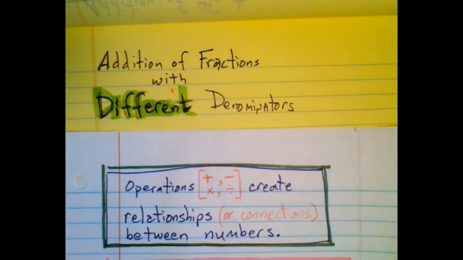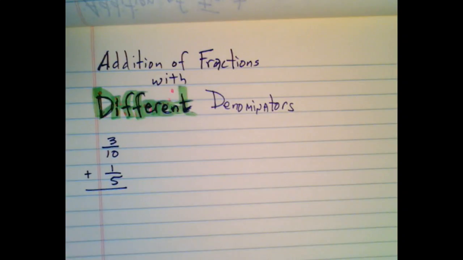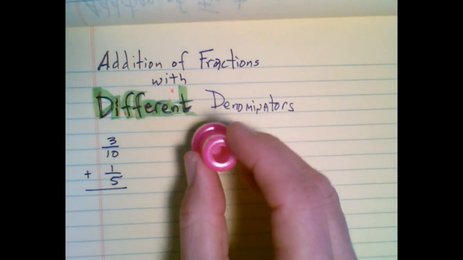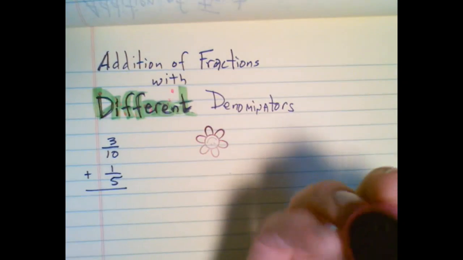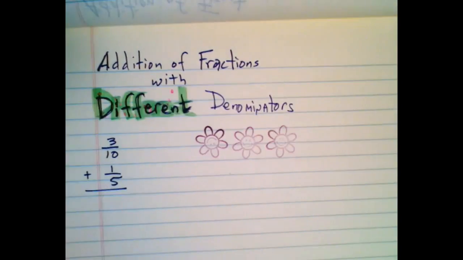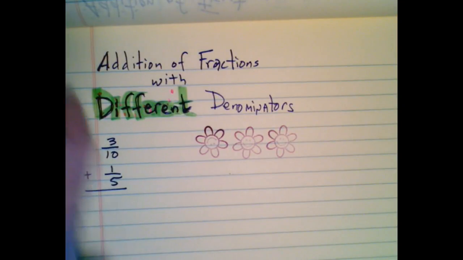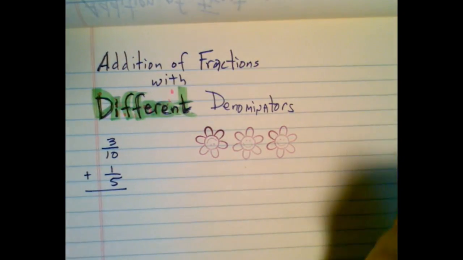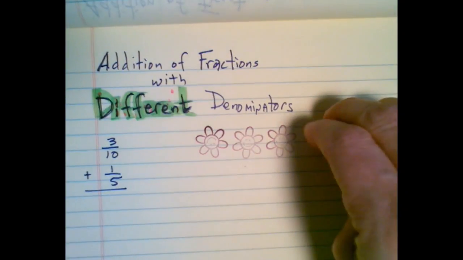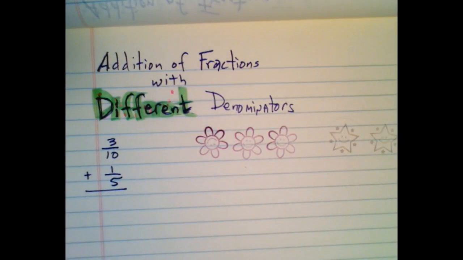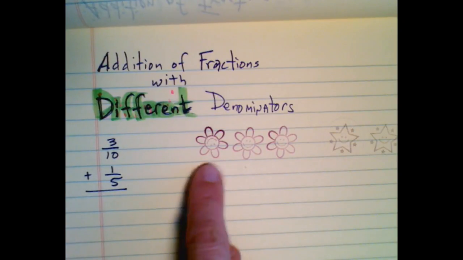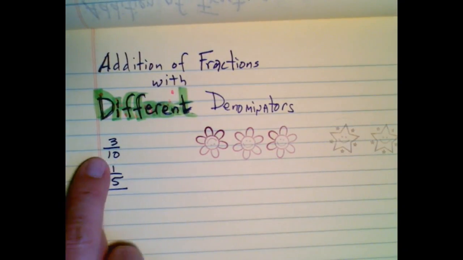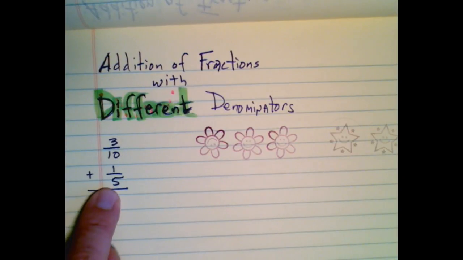So with different denominators, it's not like our last problem where the only shape we had was something that looked like this. We had a bunch of those. Now this time we have different denominators, which means we have different things. Now because these are different, you just can't combine them and call them what they are. These are different items than these. Likewise, tenths are different than fifths.